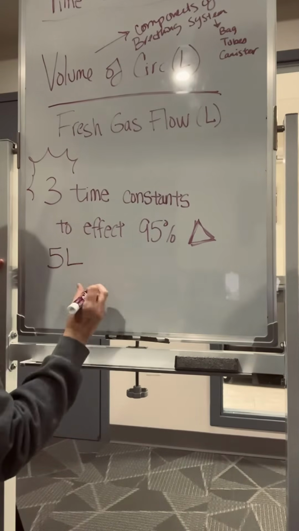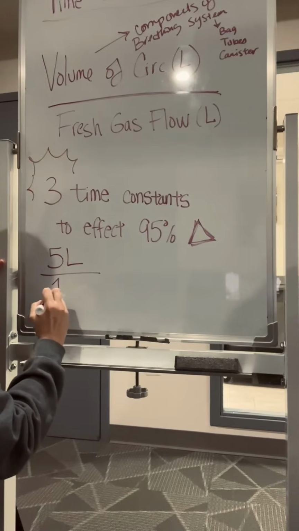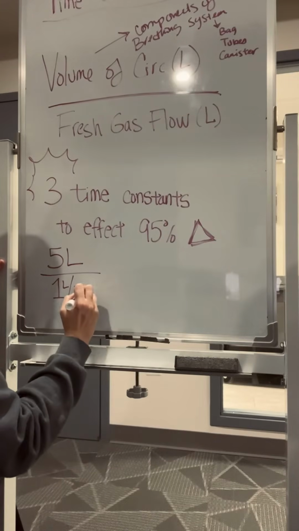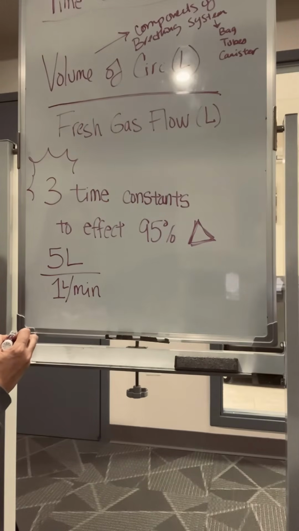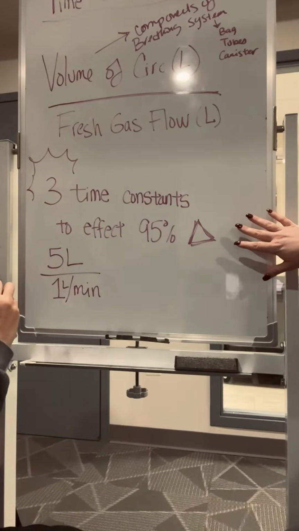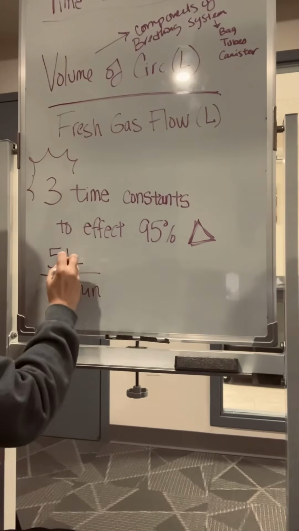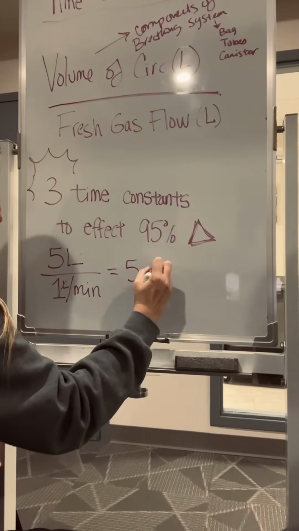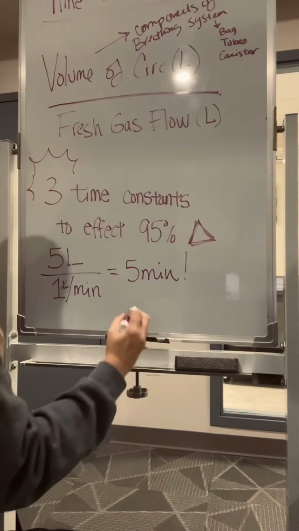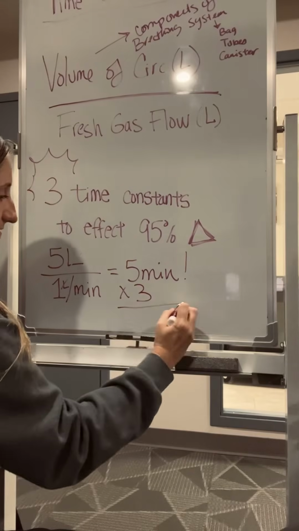So we have 5 liters, and right now the flow you said is 1 liter? Correct. Liter per minute. Okay. And I want to know how long is it going to take for my percentage to change if I was to go from 1% to 2% on my vaporizer. It's going to take 3 time constants to reach a 95% change in your circuit. So we will divide the 5 by the 1, and we will get a time constant of 5. So 3 time constants would be 15 minutes.